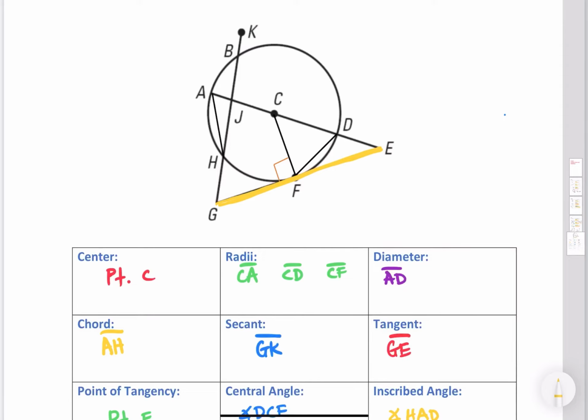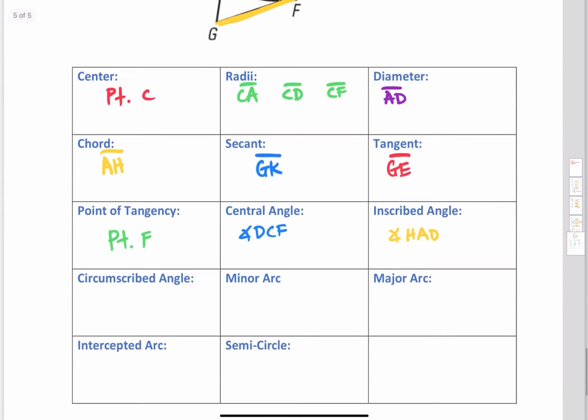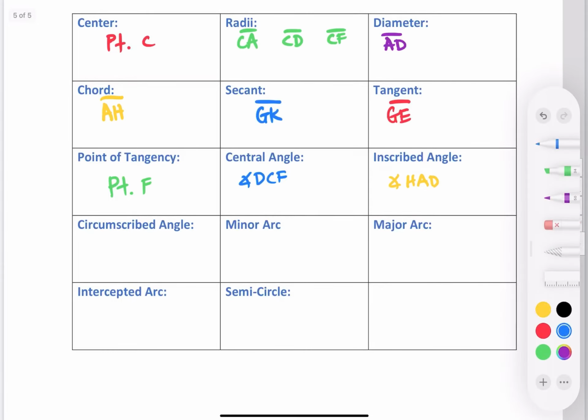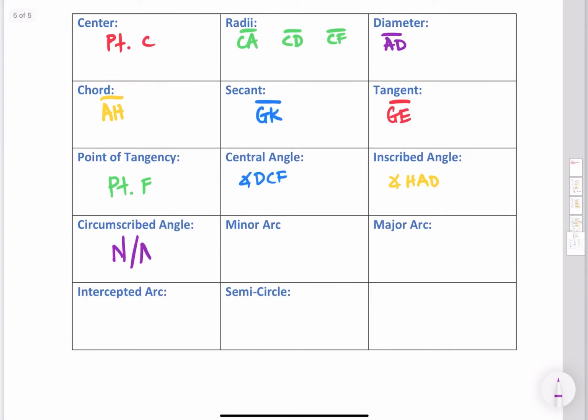So a common mistake that some people might say is that a circumscribed angle is KGE or EGK, and that's not a circumscribed angle because it has to be formed by 2 tangent lines. We have minor arcs and we have major arcs, so we'll talk about that next. But in terms of the circumscribed angle, this is not applicable in this case.